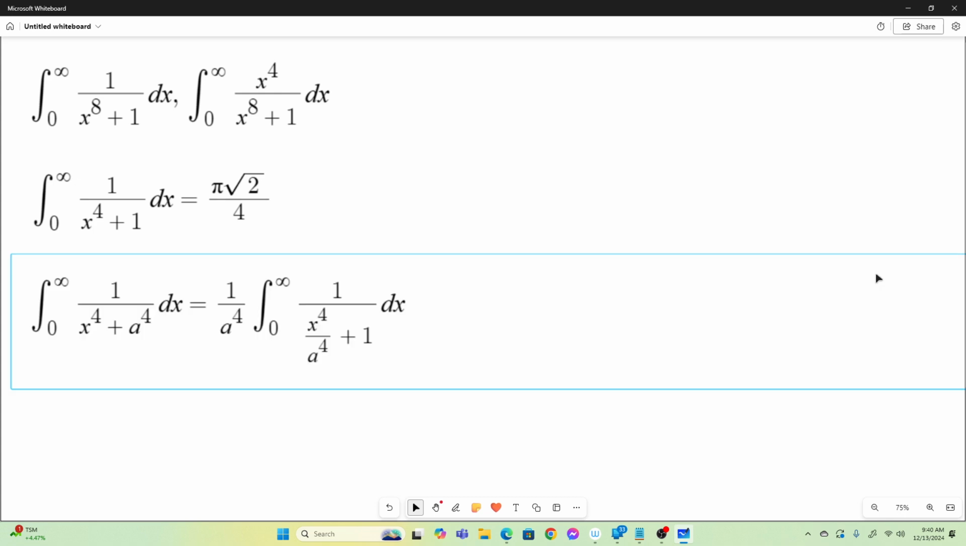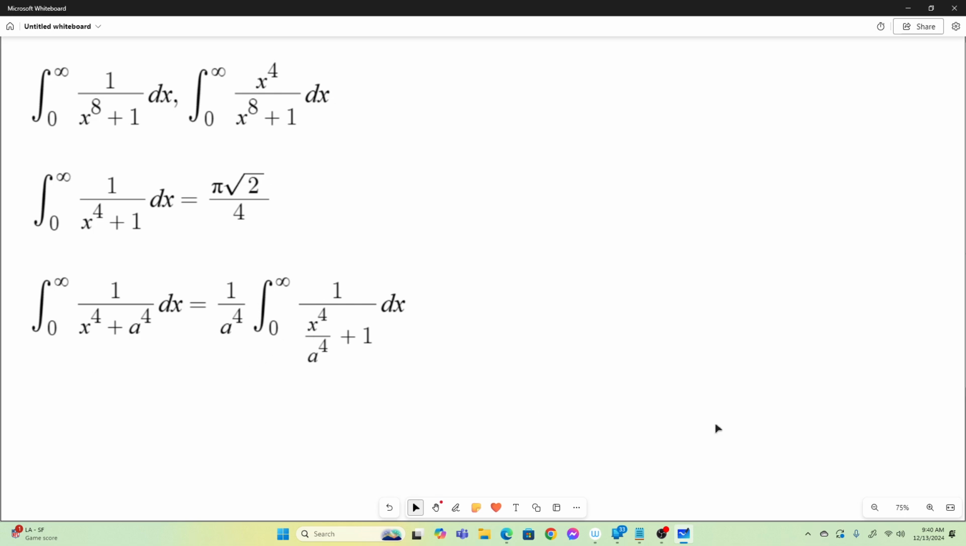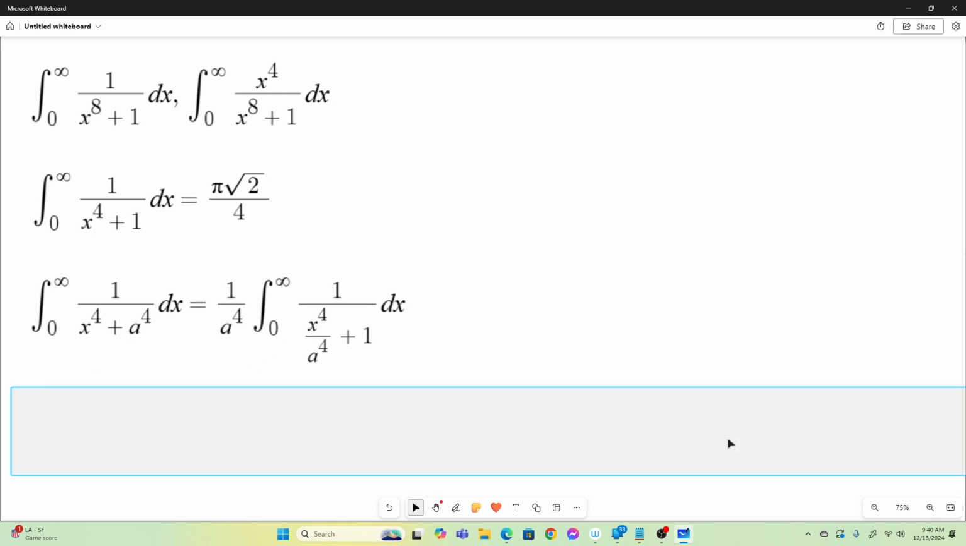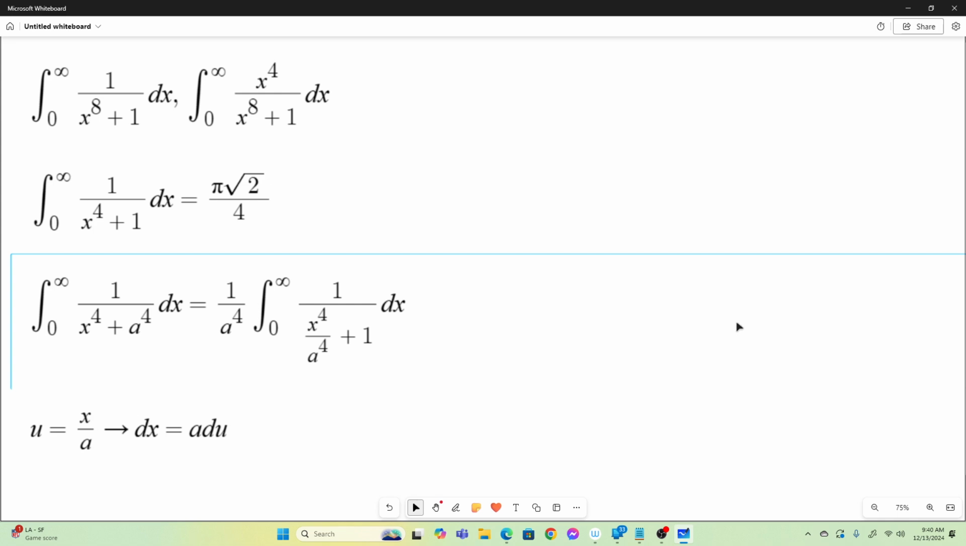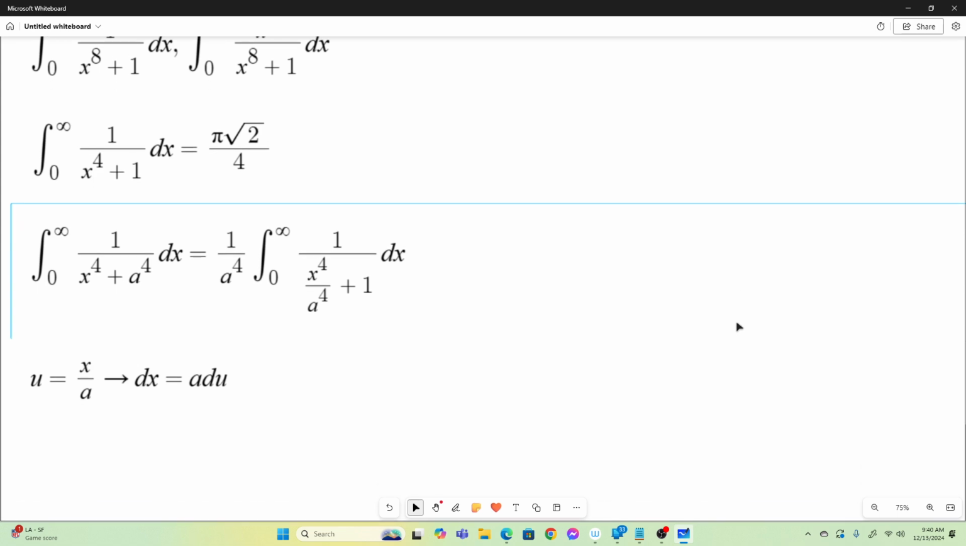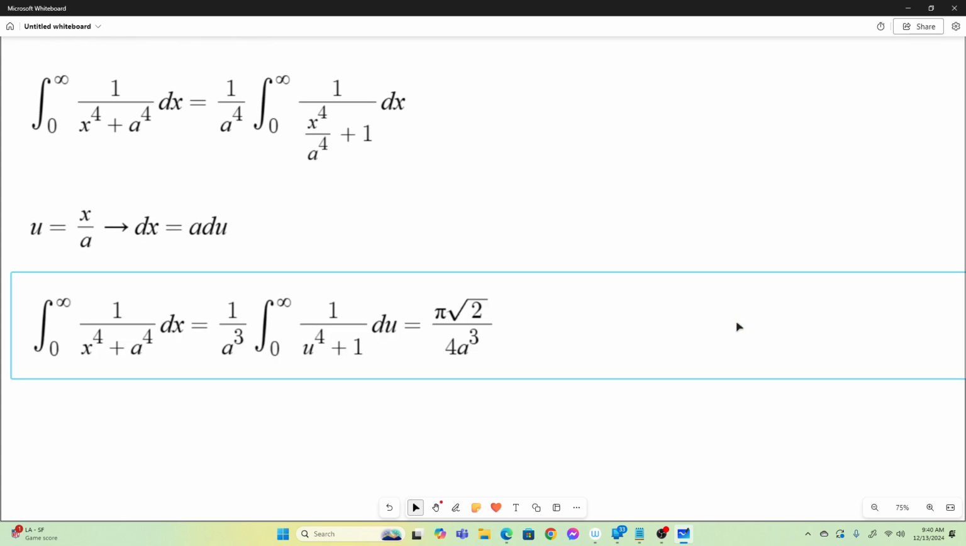All right. Now we're going to reparameterize that integral. We're just going to replace that 1 with an a to the fourth, and then we're going to factor out that a to the fourth, like this. So these two integrals are the same. Next, we're going to make the substitution u is equal to x over a, just like we did in the last video. Therefore, dx is equal to a du. Applying that substitution will give us this: the integral from 0 to infinity of 1 over x to the fourth plus a to the fourth is equal to pi square root of 2 over 4a cubed.